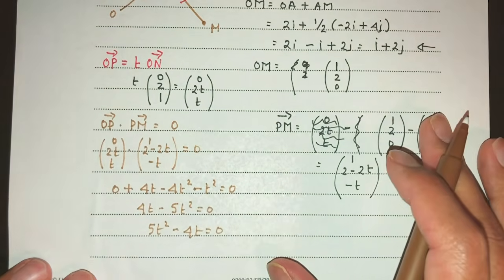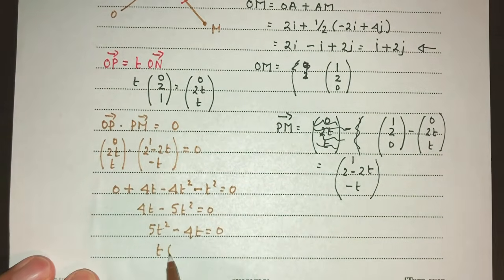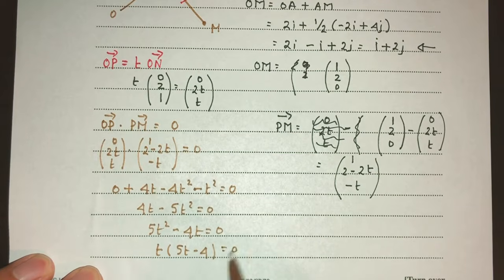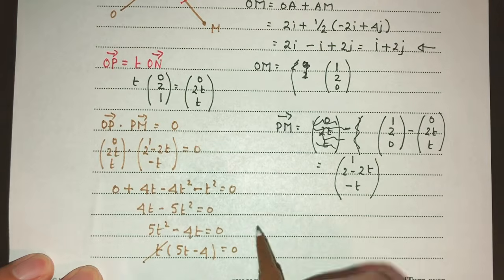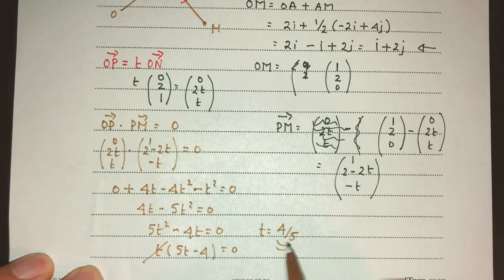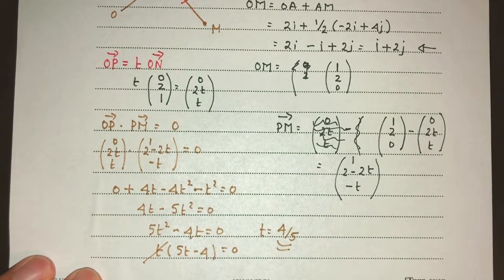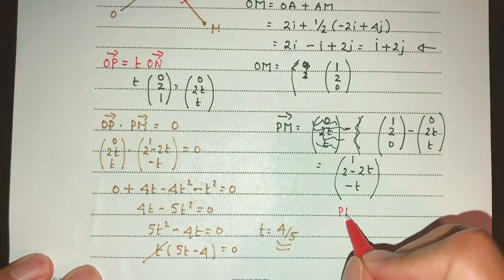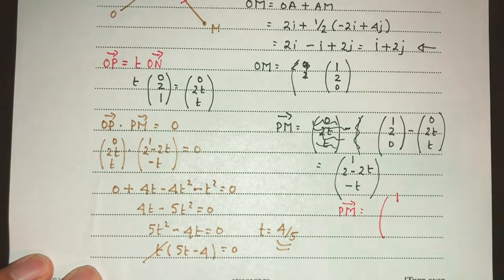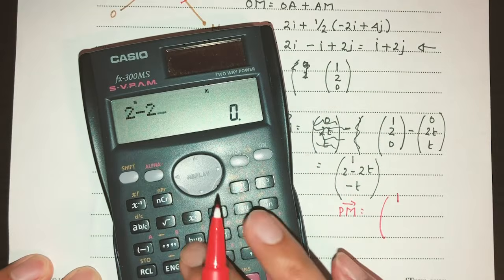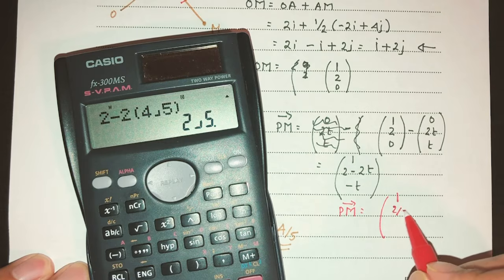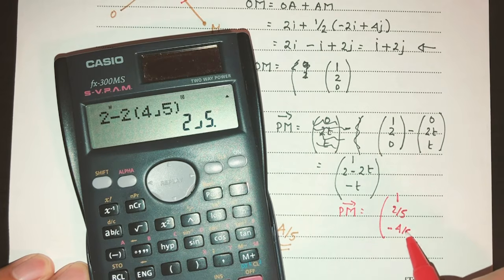Now we can find the value of t. Factorize out t, and you will have t times 5t minus 4. We will not take t equal to 0, obviously. You can cancel out t, so t will be 4 over 5. So for this value of t, we can find our vector PM. PM finally is equal to 1, then 2 minus 2 times t, which is 4 over 5, that should be 2 over 5, and the last one, minus 4 over 5.